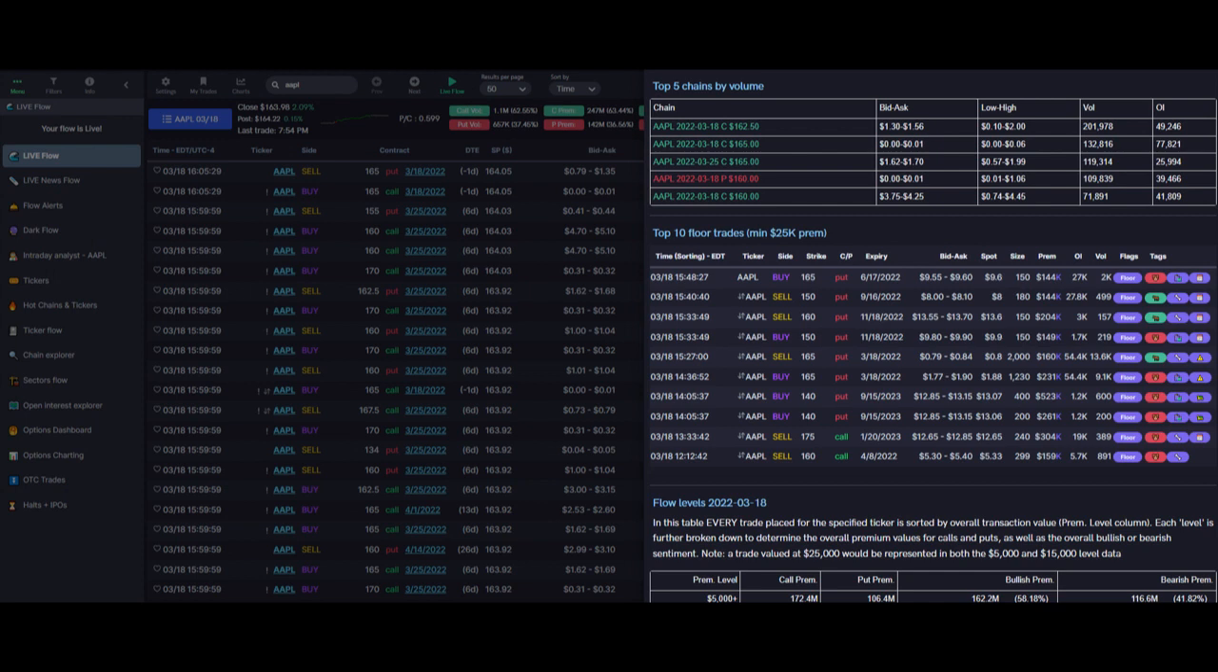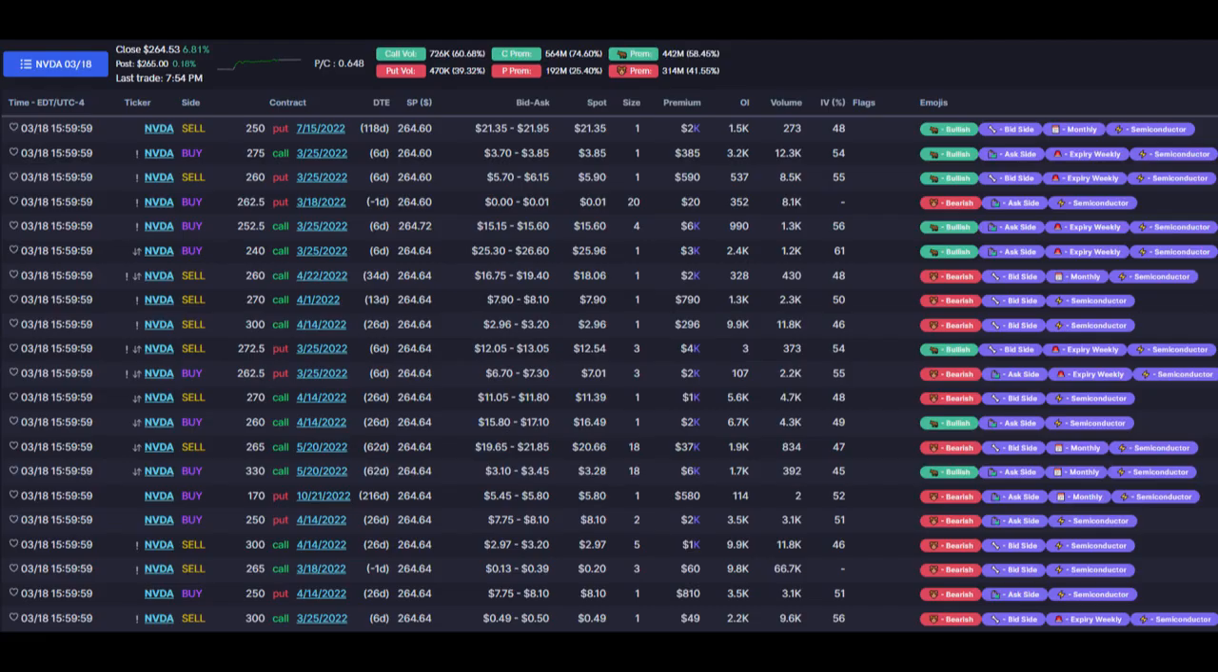Unusual Whales offers a live feed and a 15-minute delayed feed at two different price points. As mentioned at the beginning of the video, the options flow shows completed options trades. All trade information is detailed in the feed, such as the time the trade was executed, the price the contracts were transacted for, and other values like the current open interest and volume on the contract.